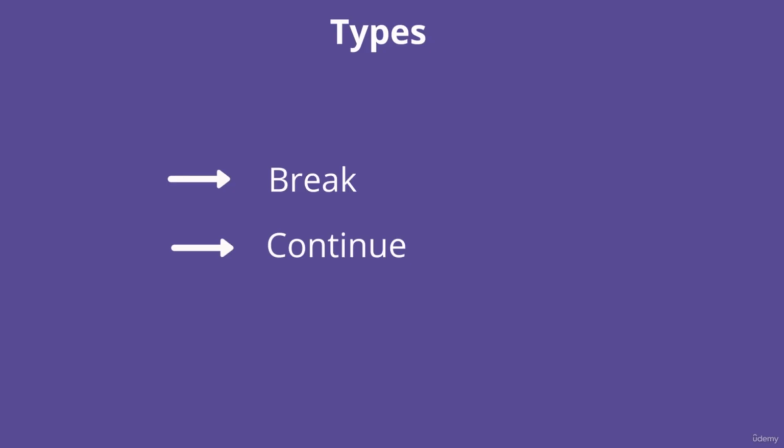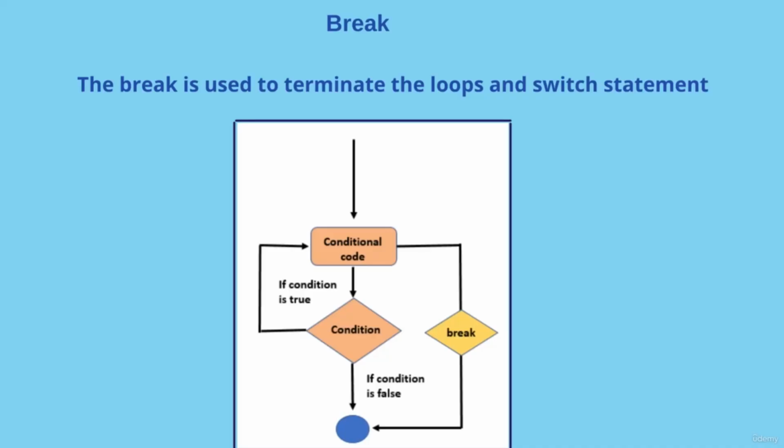You have already seen the usage of the break keyword in the switch, where after each case and default we have applied this break keyword in order to terminate the switch statement. Very similarly, we will be using this break keyword to terminate the loops as well. This is the condition. When this condition is false, the loop will get terminated.